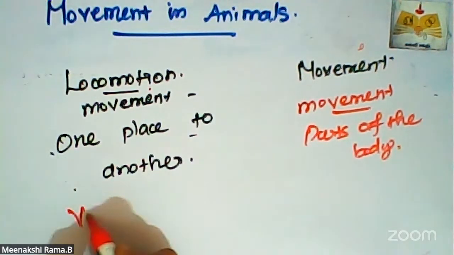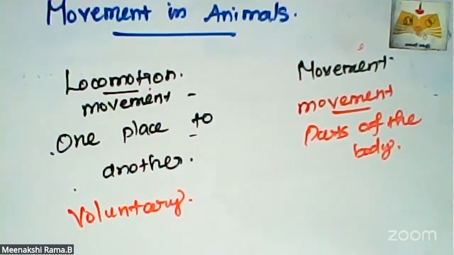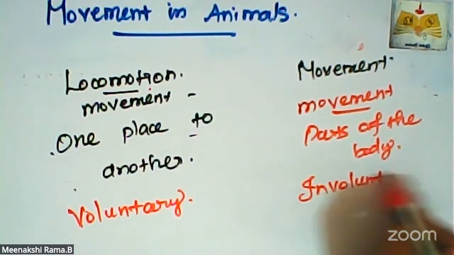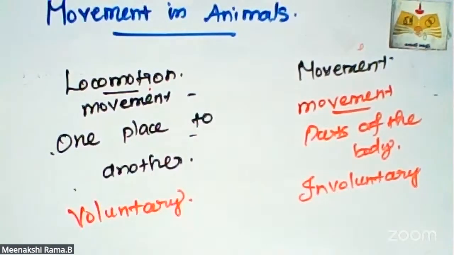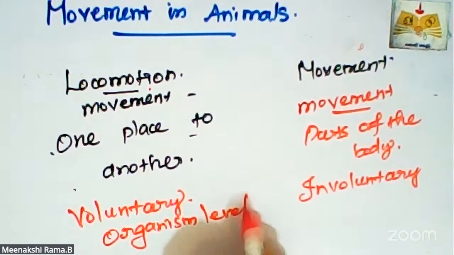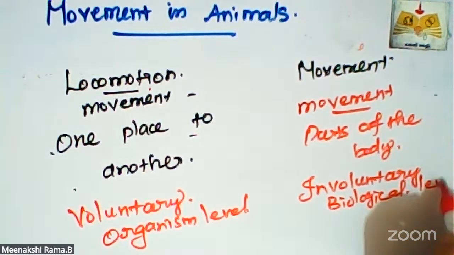Locomotion actions are always voluntary. Movements are always involuntary actions. Locomotion takes place at the organism level only, but movement takes place at the biological level only. So it is an organism level, and that is a biological level.